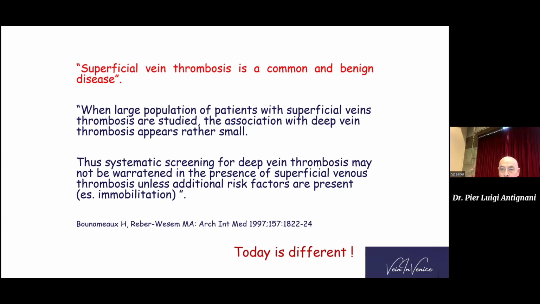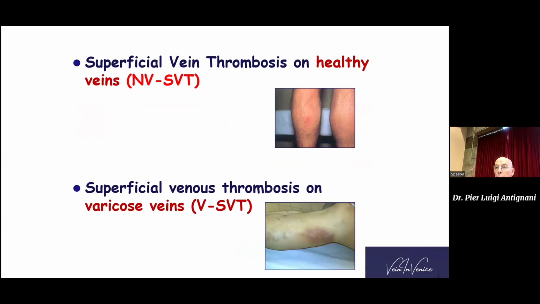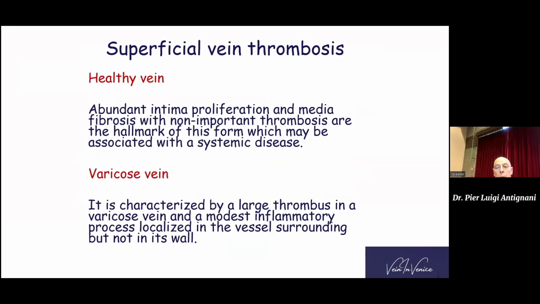but benign disease. Now it's very different because thanks to echo-duplex and the clinical approach, we can identify all conditions at risk of this disease. The first point, very important, is to define the superficial vein thrombosis on healthy veins and the superficial vein thrombosis on varicose veins. These are two different words from the clinical point of view, from an etiological point, from therapeutical also. And there are also some differences in the histological aspect of this disease.